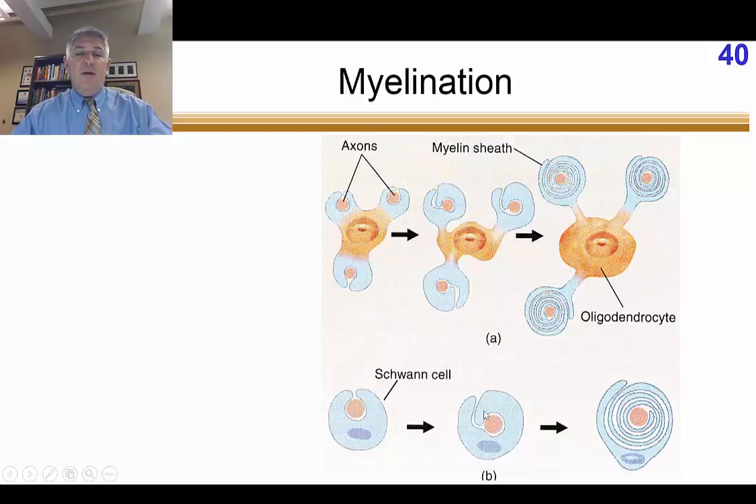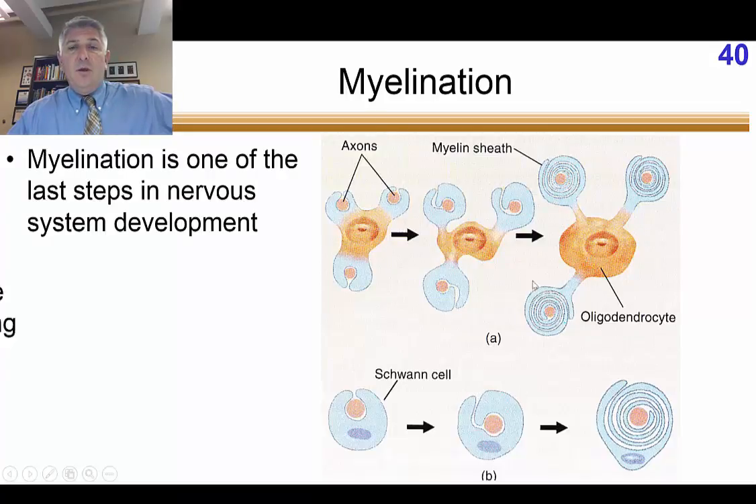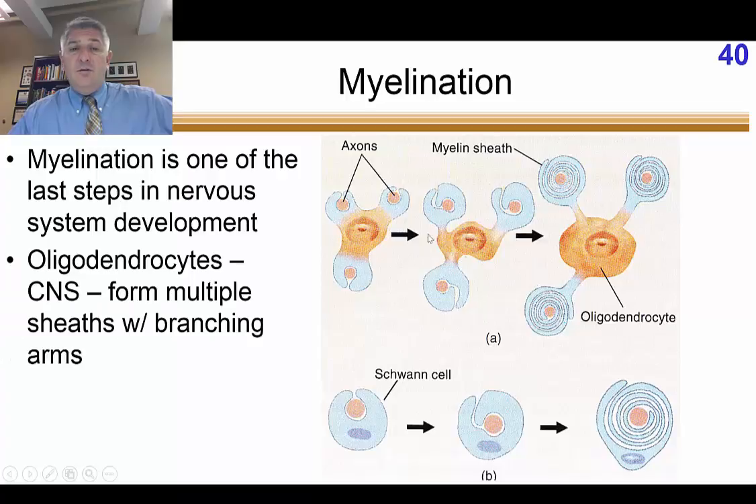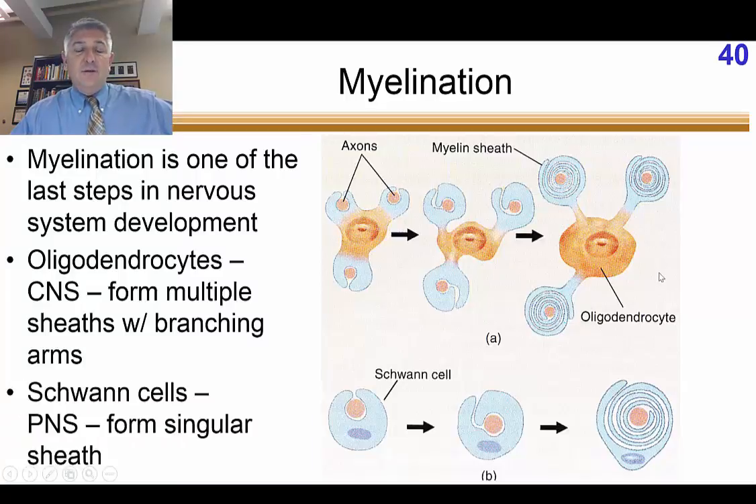Finally, after we have those 4 major stages, overproliferation, migration, differentiation, and apoptosis, then we get myelination. And again, we have different myelin for the central nervous system. We have our oligodendrocytes that are going to wrap around and form these branches of myelin sheaths. And then Schwann cells in the peripheral nervous system, where we have a single sheath wrapping around a cell.